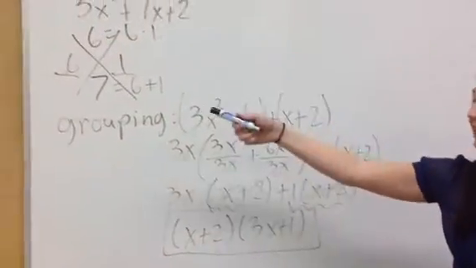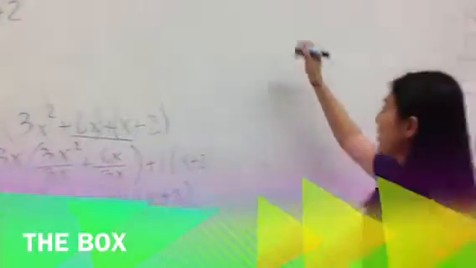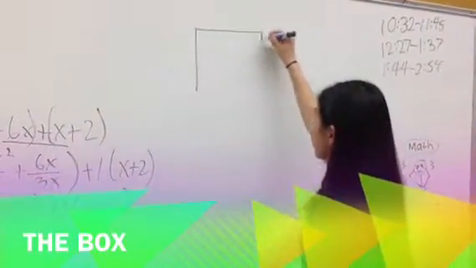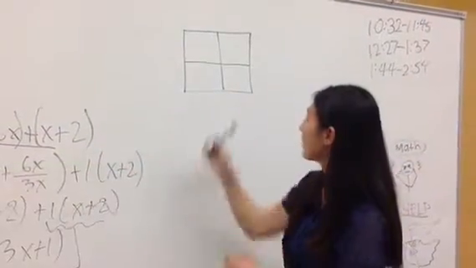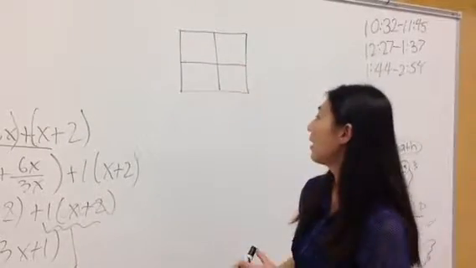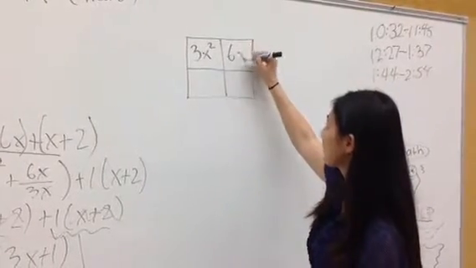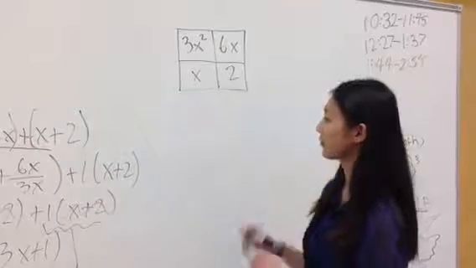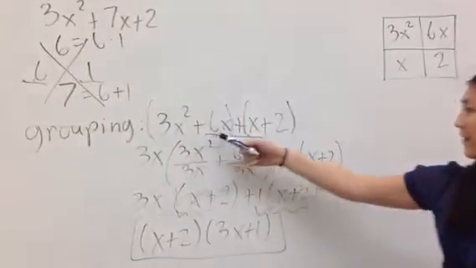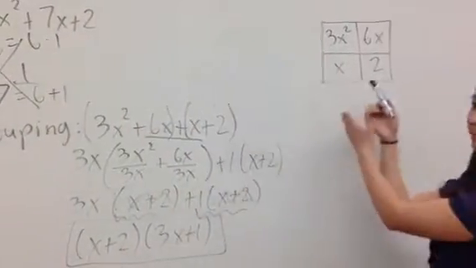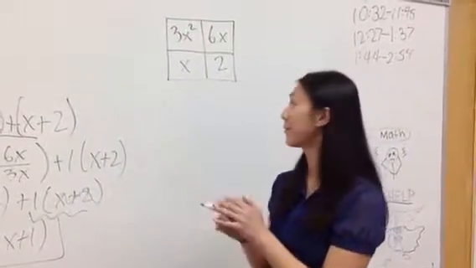So we still have the x, we still have all of this stuff here, and now we're going to put it in the box. So here's my box. And again, I have the 4 different sections here. I write that 3x squared first, and I'm going to write the 6x, the x, and the 2. So once again, I have basically the same thing that I have over here, except now it's in a box. It's a little bit more organized, especially for those of you who are very visual people.